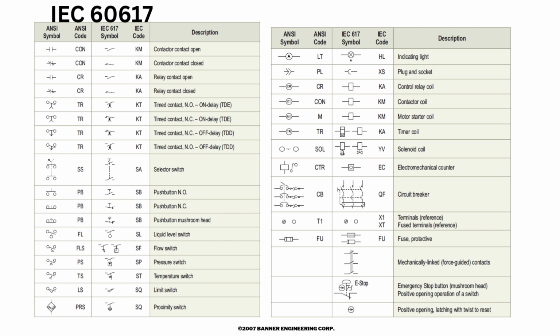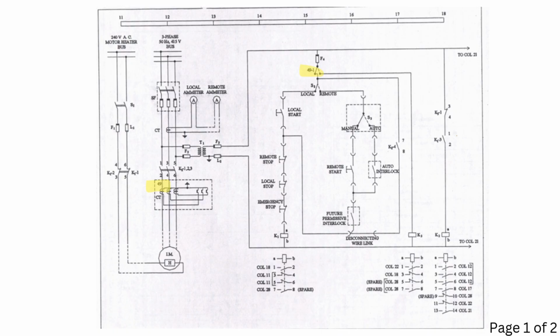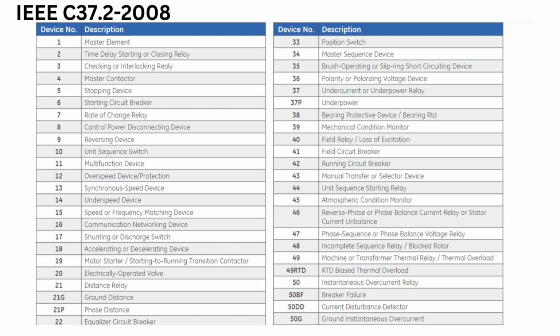You might also have noticed some specific numbers on the diagram. These numbers are defined by the IEEE standard C37.2 published in 2008. A quick Google search for this standard will show you a table of these numbers. You don't need to memorize all of these numbers right now. As you work with the diagram, you will start remembering them with practice. For now, let us focus on memorizing the first number, 49, which represents the thermal overload relay for machines or transformers.